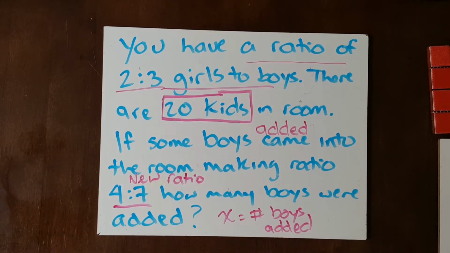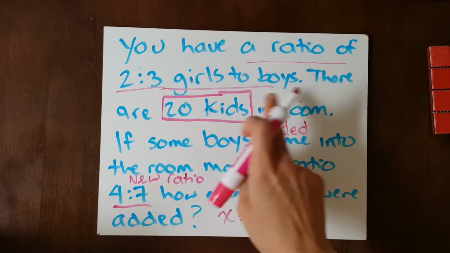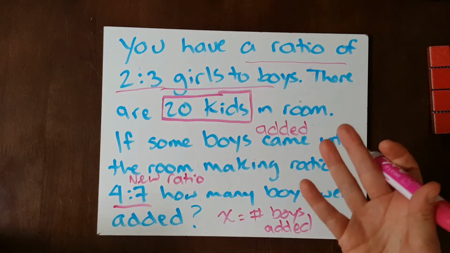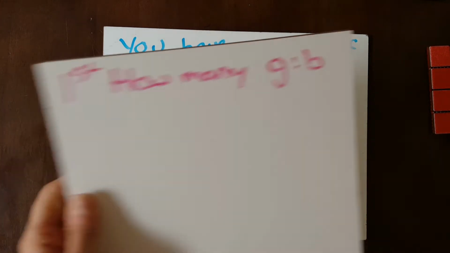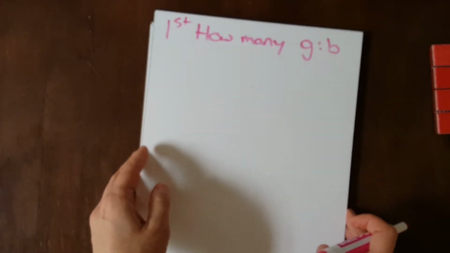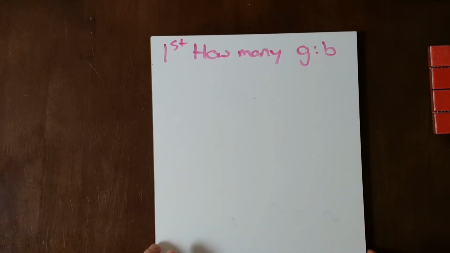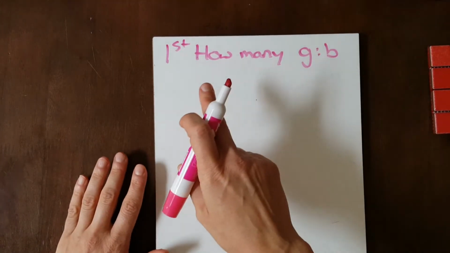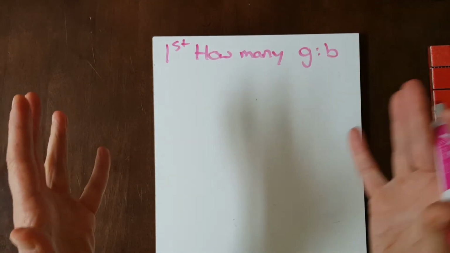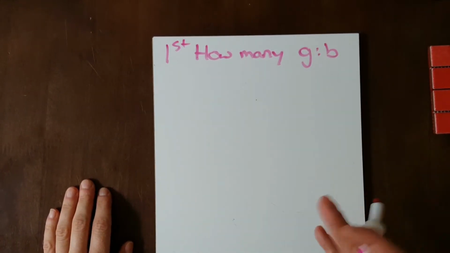The first thing that we want to do is, in this question we have a ratio of 2 to 3 girls to boys and 20 kids in a room, but we don't know how many girls and boys there are. That's something we can go back to what we've done before, and we are able to solve that type of question. So we're going to use our knowledge on how to find ratios from before to find out first how many girls there are and how many boys there are before we start to deal with the change.